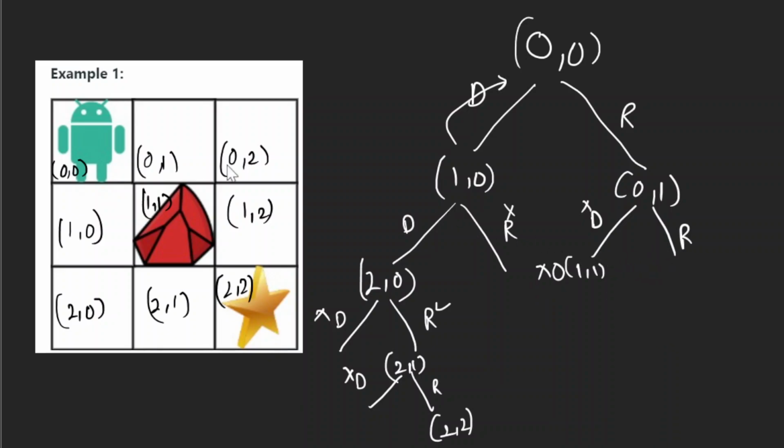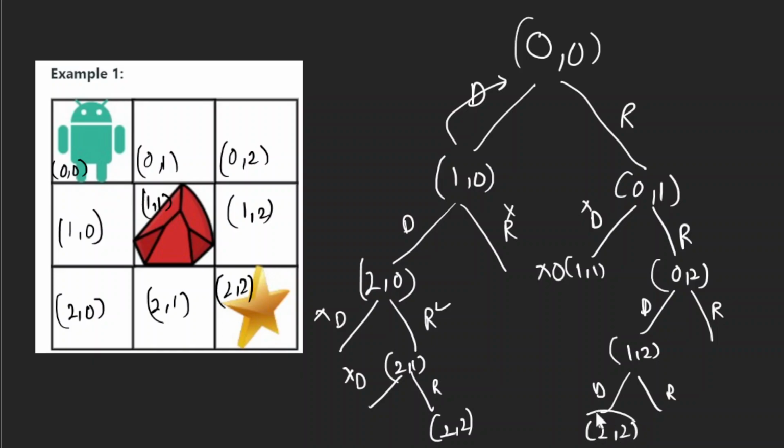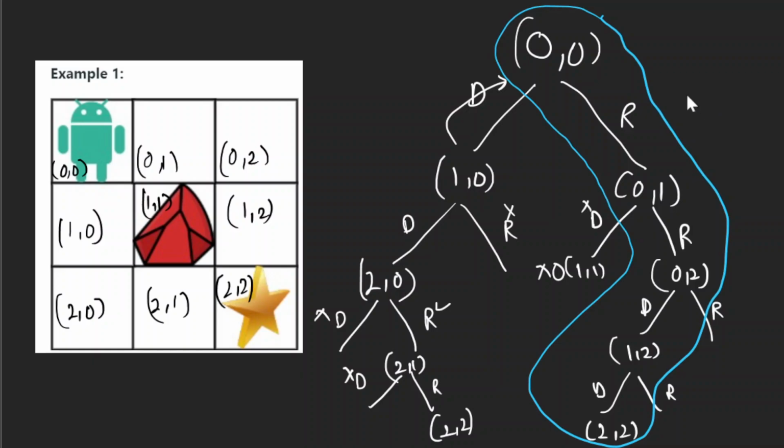And then I will say, okay, if I cannot go down, then I have the other option, that is right. Then I will go to 0 comma 2. Well, it's not an obstacle, so we can go to this one. Then at this point I have two options, either down or right. So I will go down. 1 comma 2, okay. And then I have another option, down or right. I'll go down again, and 2 comma 2. So again we have reached a goal state, and now we have another path, that is this one, right? This is the other path.